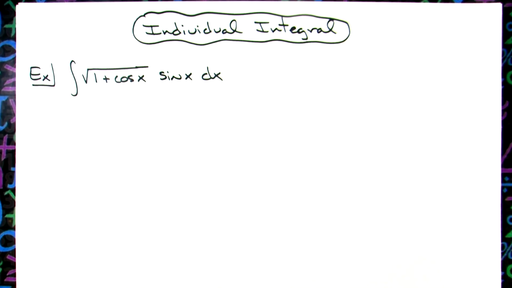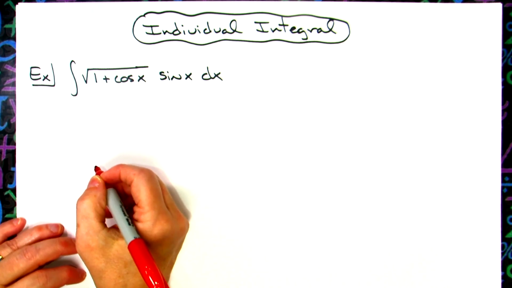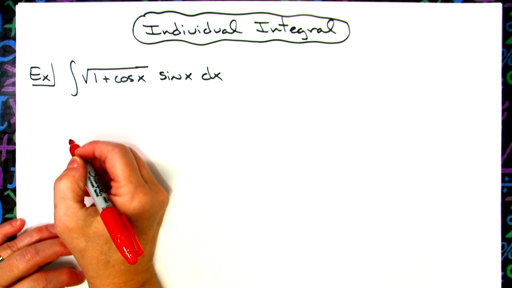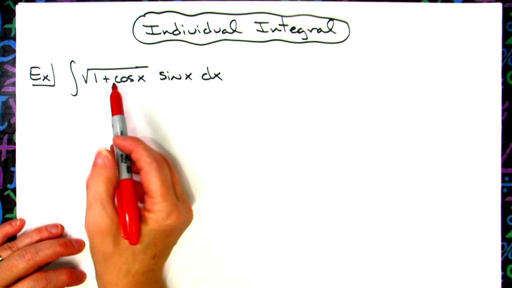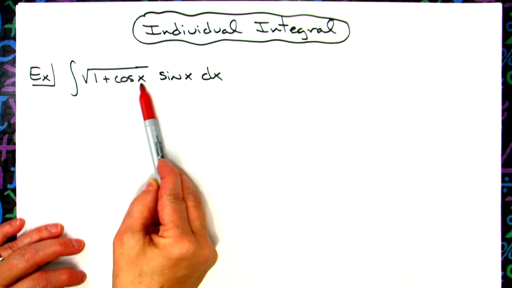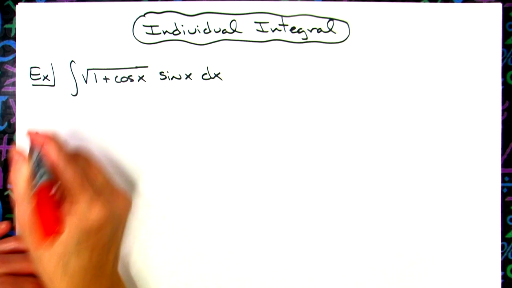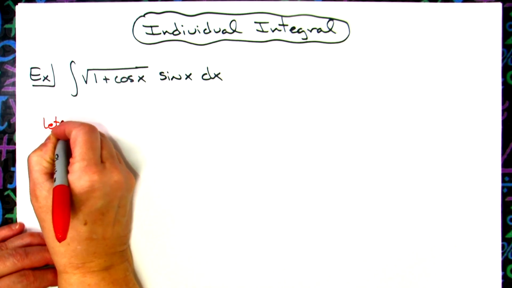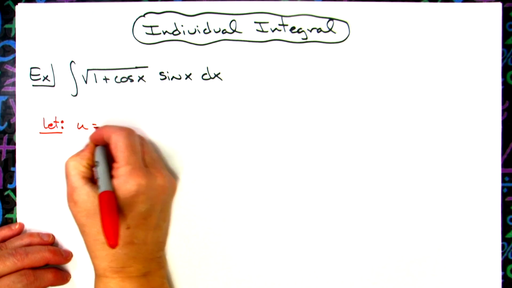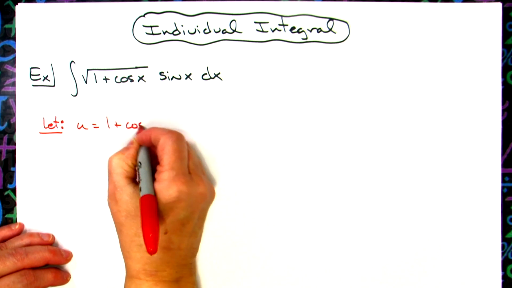In this video, we're going to be doing an individual integral. It's going to be a basic u-substitution integral, which would typically be found in a Calc 1 class. All right, so I'm going to start by letting my u be everything that is underneath this radical. So we're going to say let u equal 1 plus cosine x.